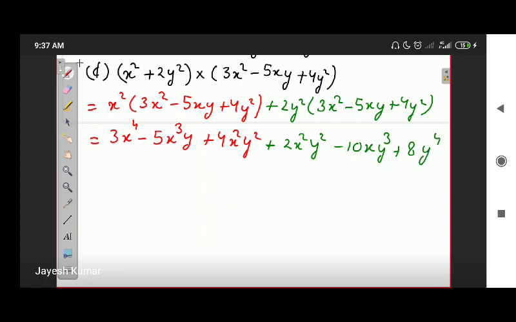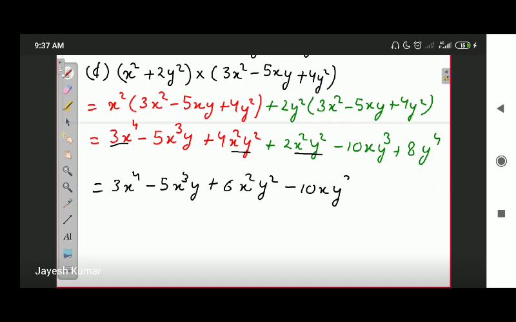Okay. In this also we will determine whether there is a pair of like terms or not. X to the power 4, there is no other x to the power 4, so we will write it as it is, minus 5x cube y. There is no other x cube y, so we'll write it as it is. x square y square. There is another x square y square. So 4x square y square plus 2x square y square will be 6x square y square, minus 10xy cube, and finally 8y to the power 4. So that is your correct answer.